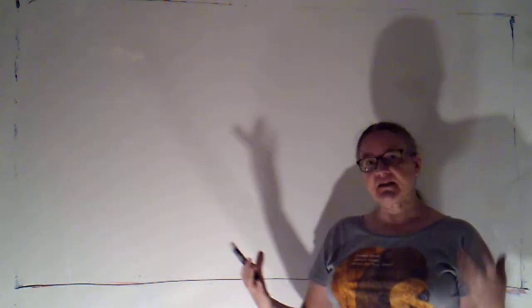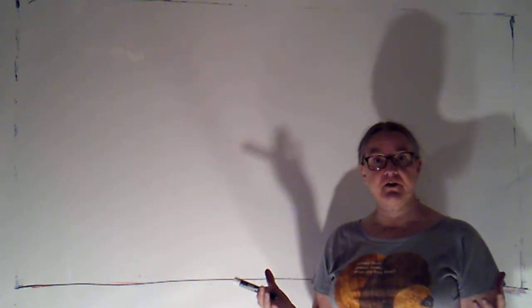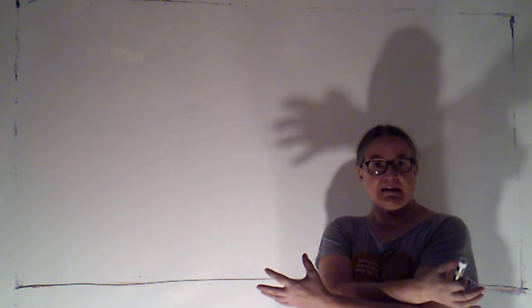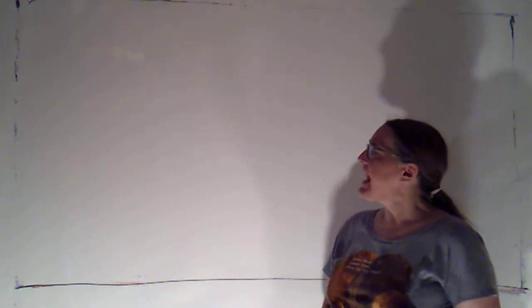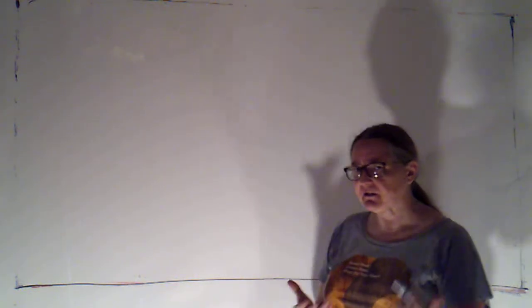I want to talk now about the graphs of inverse functions. We've discussed the fact that when we take an inverse function, we're switching the roles of x and y. And so I'd like to see if we can figure out what that amounts to graphically.